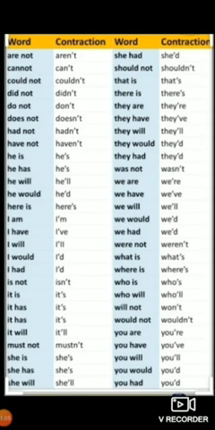You have to write down these common contractions, these words and contractions, in your notebook. Then do the worksheet given with the video. Do the worksheet in your rough book.